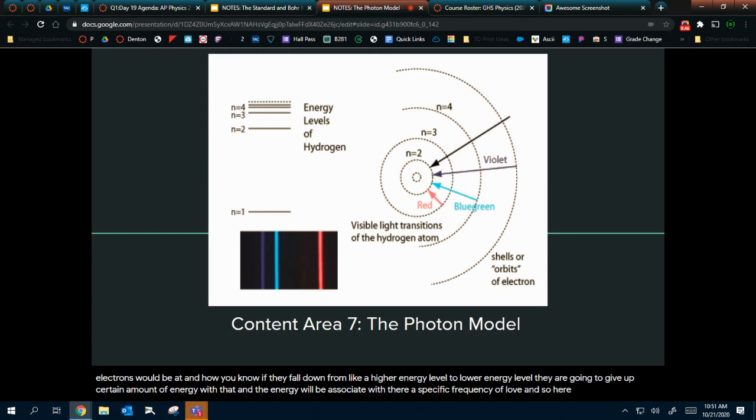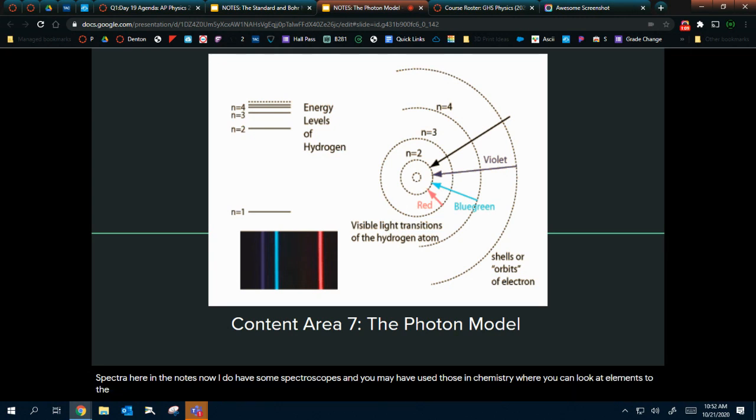Here, this is showing that if it falls from the 5th energy level to the 2nd, that'll give off a violet photon, which you can see an example of in the atomic spectra here in the notes. Now, I do have some spectroscopes, and you may have used those in chemistry, where you can look at elements through the spectroscope, and you can see these spectral lines.